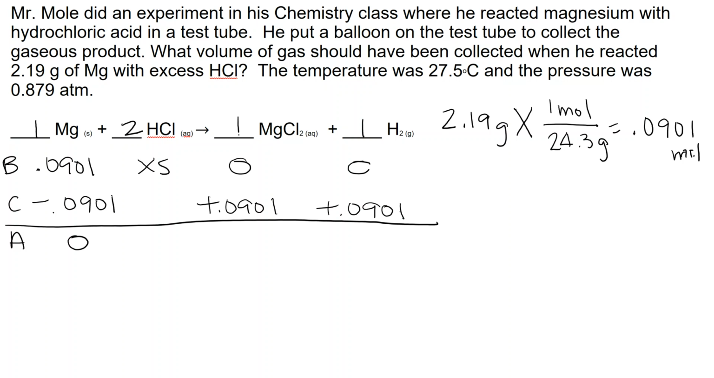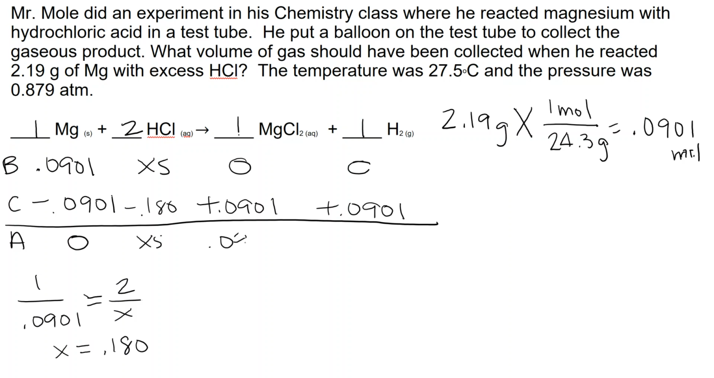To figure out how much hydrochloric acid is needed, you would cross multiply 1 over 0.0901 and set that equal to the coefficient 2 over x. When you solve for that problem, you get 0.180 moles. Then we can just complete the BCA table, and we end up with 0.0901 moles of magnesium chloride and 0.0901 moles of hydrogen.